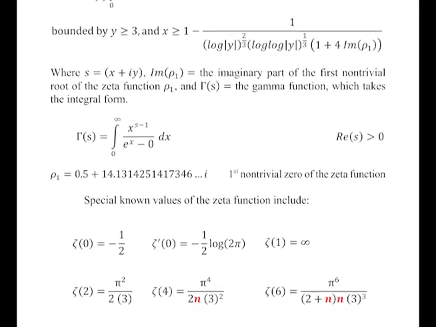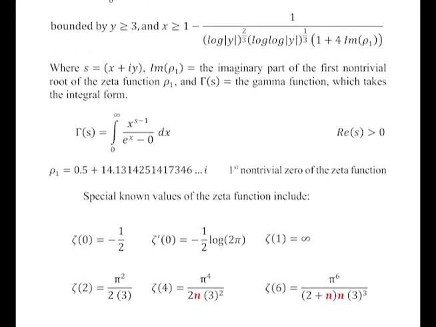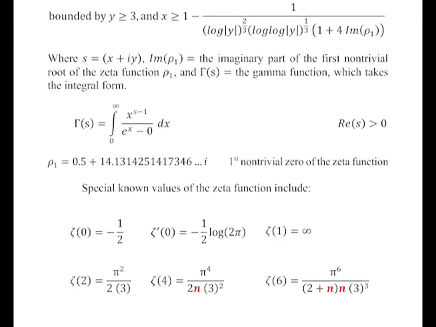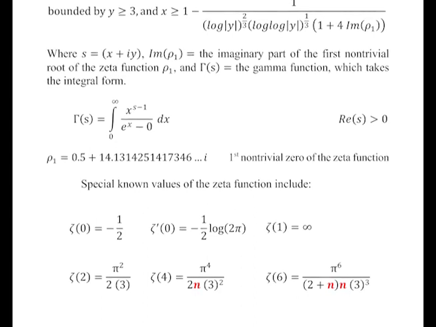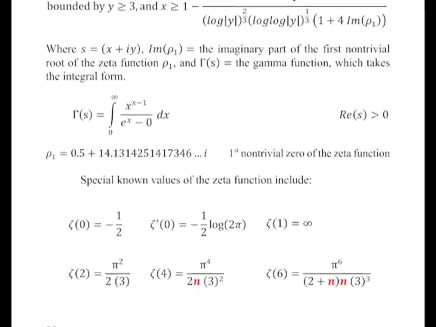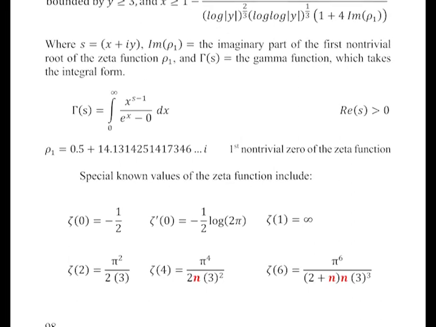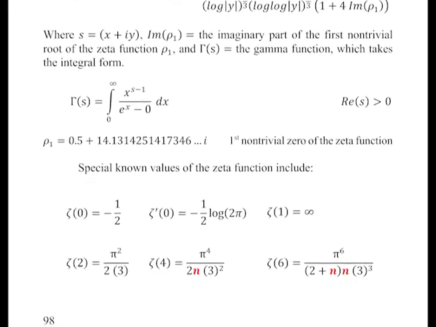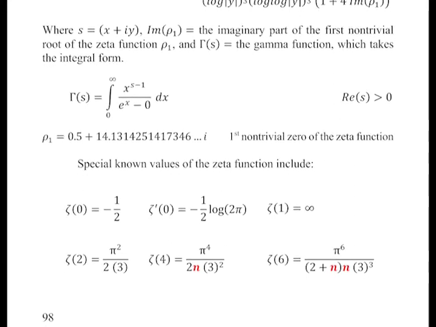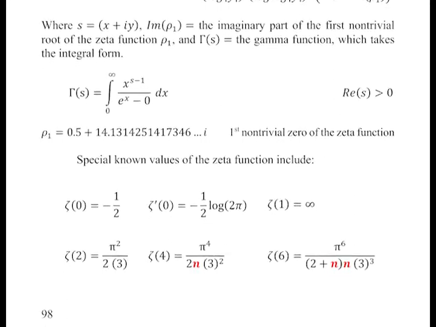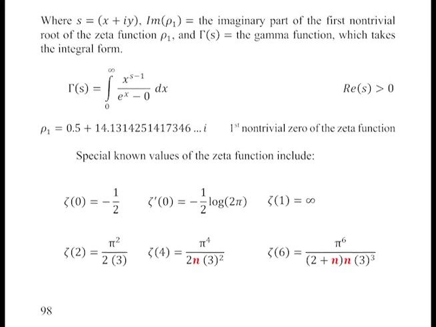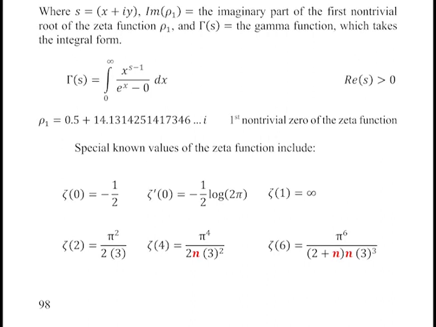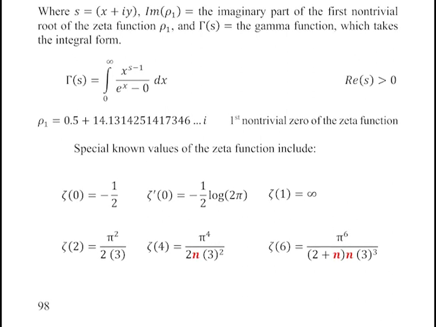Other special known values of the zeta function: zeta of 0 is negative 1/2, but the zeta prime of 0, take the derivative of this, is negative 1/2 of log of 2 pi. The zeta of 1 is infinity, so there's a pole at 1. Zeta of 2 is pi squared over 2 times 3. Zeta of 4 is pi to the 4th over 2 times 5 times 3 squared. And zeta of 6 is pi to the 6th over 2 times 7 times 3 cubed.